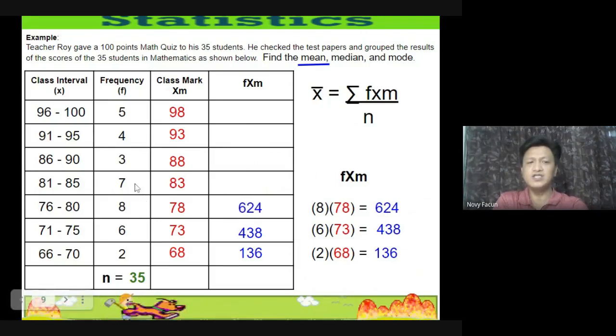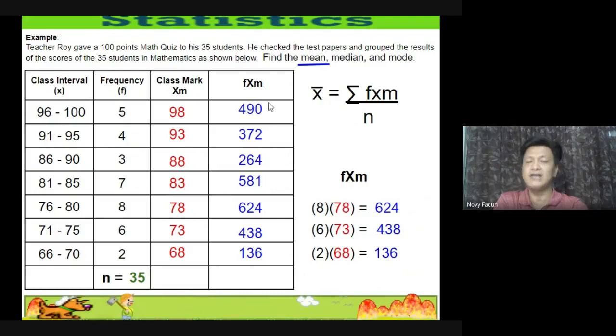Then continue multiplying until you finish. 7 times 83 is 581. Then 3 times 88 is 264. Then 4 times 93 is 372. And then 5 times 98 is 490.